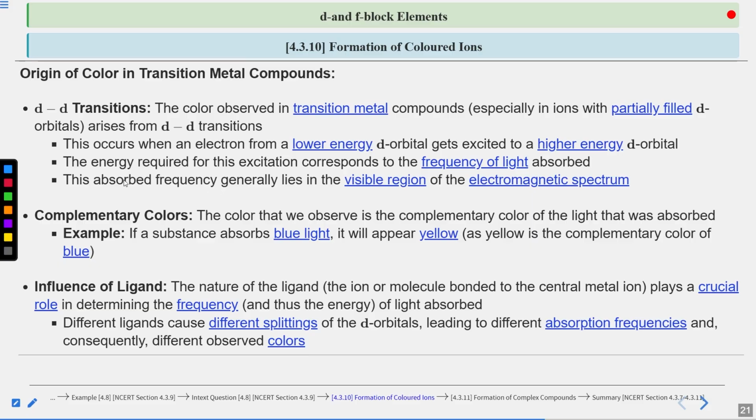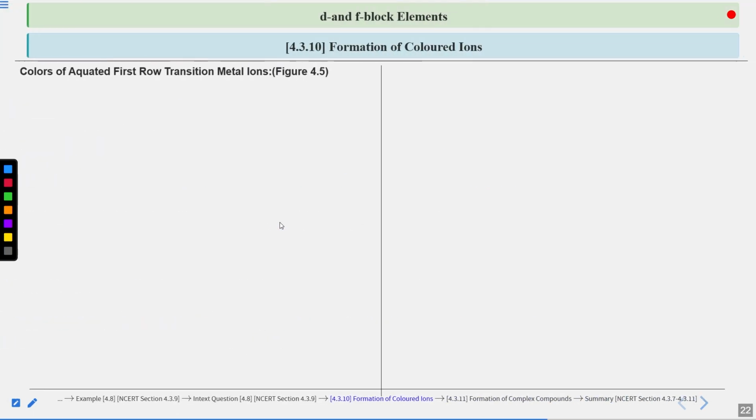So these are the factors which are going to determine the origin of color in transition metal compounds. Next is colors of aquated first row transition metal ions. We will see this in figure 4.5.